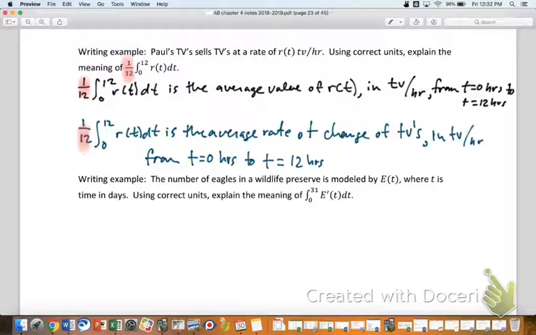Close. Real close. There's no units on the 1, but there are units on the denominator, per hour. So with that, our units are 1 over hours. 1 over hours times TVs gives us TVs per hour, meaning that the result is some kind of a rate, specifically an average rate. Does that make sense?